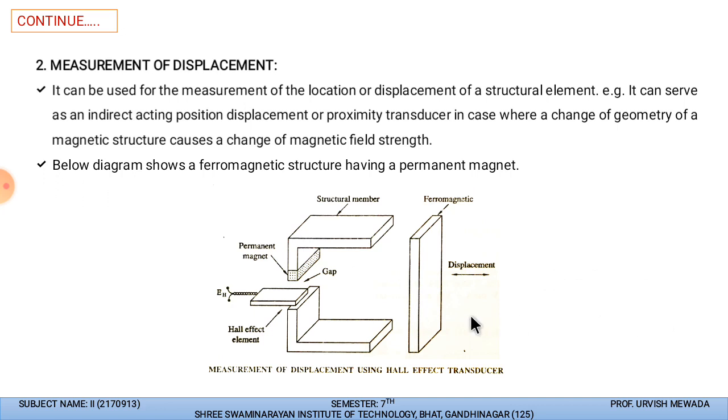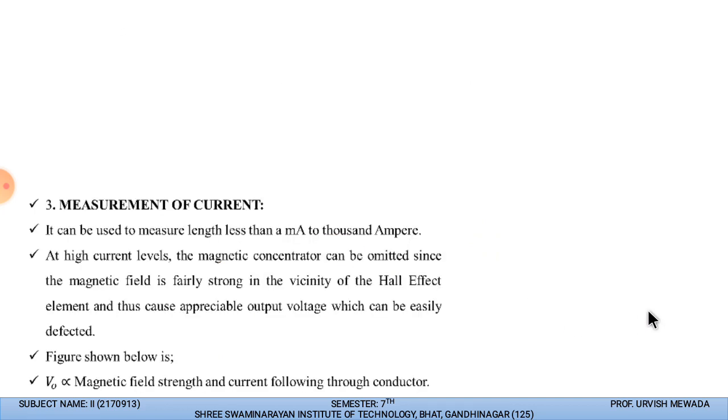This diagram shows the ferromagnetic structure having a permanent magnet, or whenever a material having magnetic property is arranged like this, we can displace it. If we displace that material from either part of the device, the air gap will increase, and due to that air gap it requires more MMF to transfer the flux.